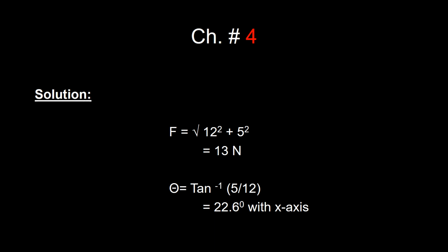Now comes the solution. Just put the values in the given formula from the previous slide, the values of fx and fy, and then find: 12 square is equal to 144 and 5 square is 25.